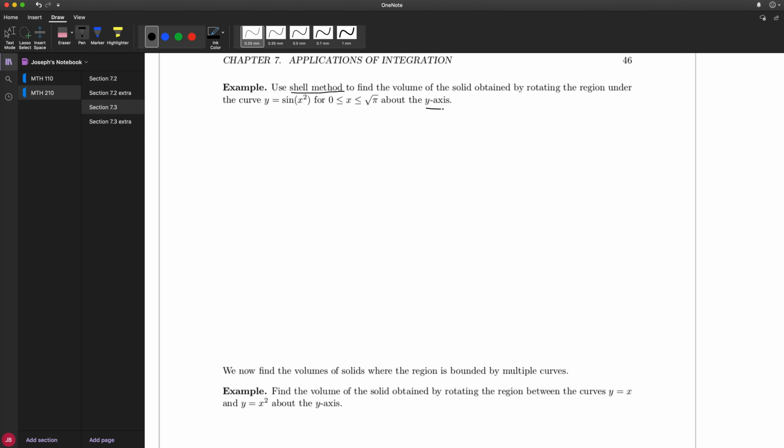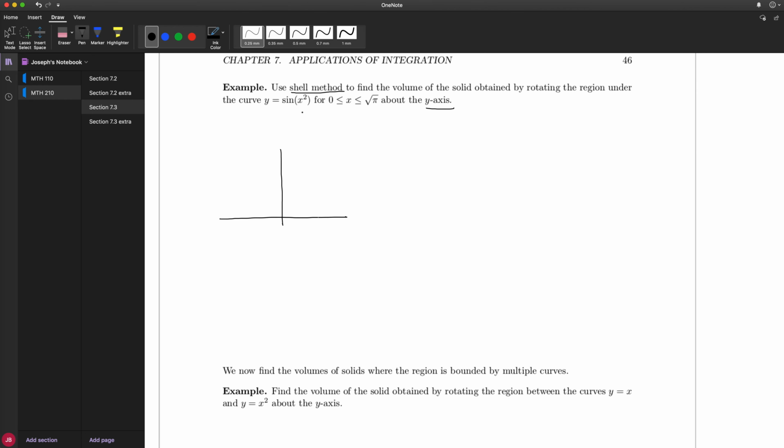Okay, so that's a vertical axis, and again we cannot change this to x equals a function of y, at least not in a nice easy way. So what we're going to do instead is shell method, and let's look at what this function looks like.